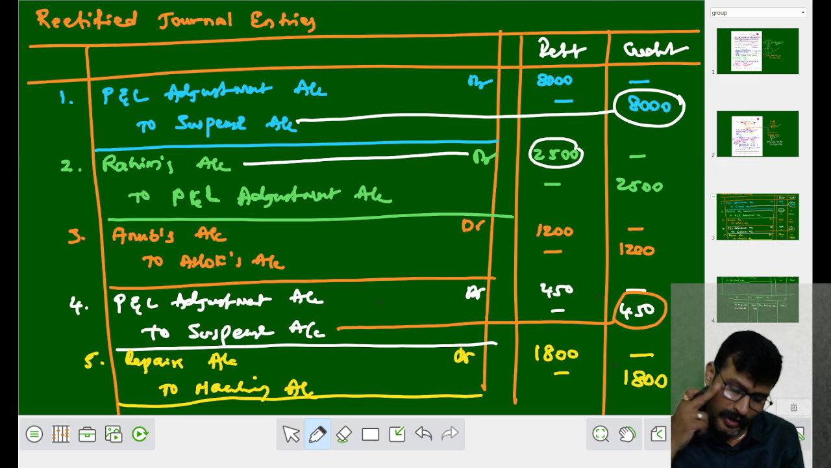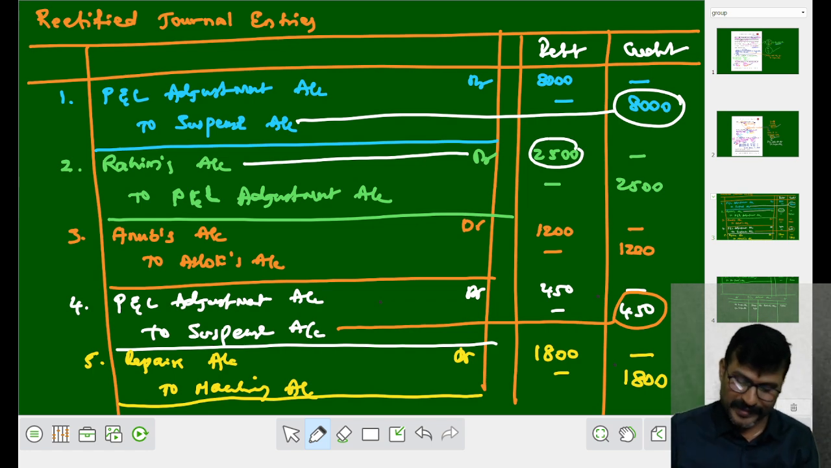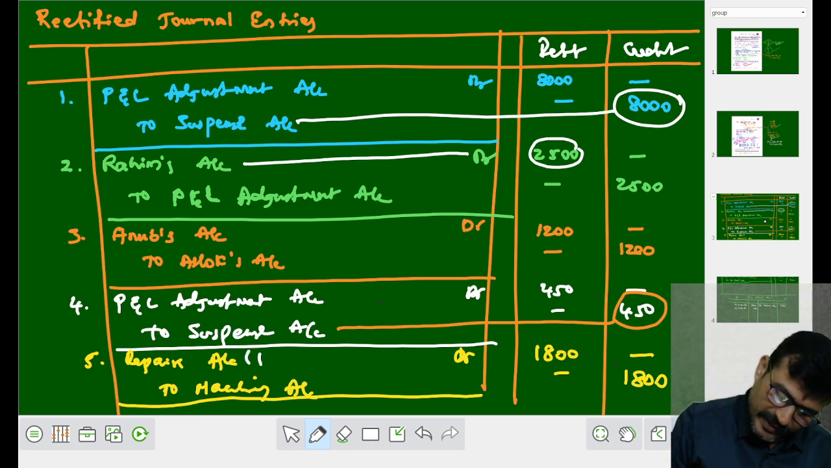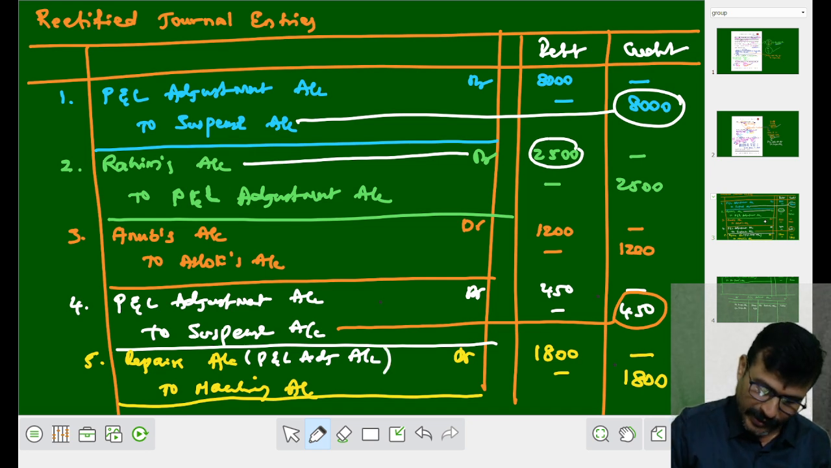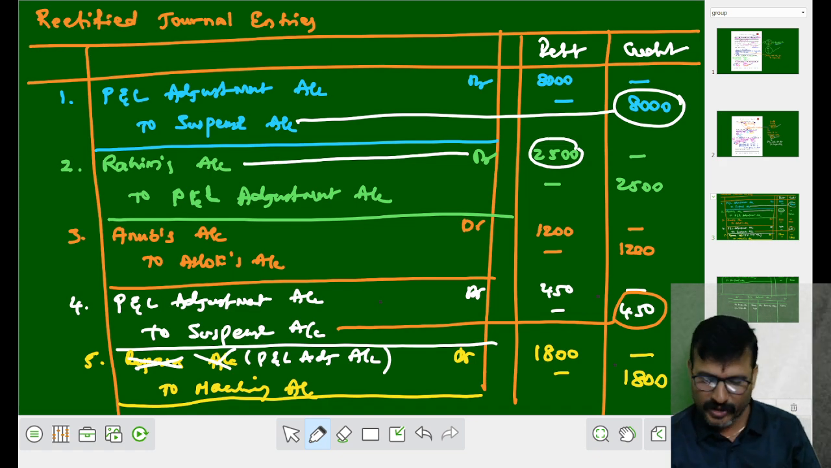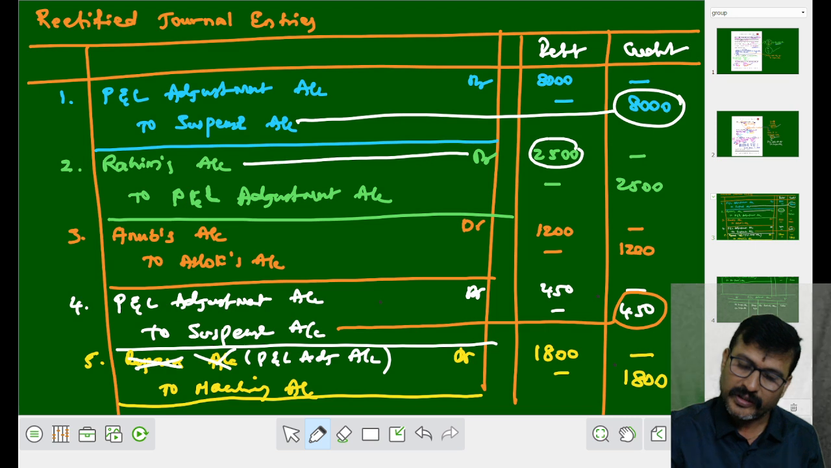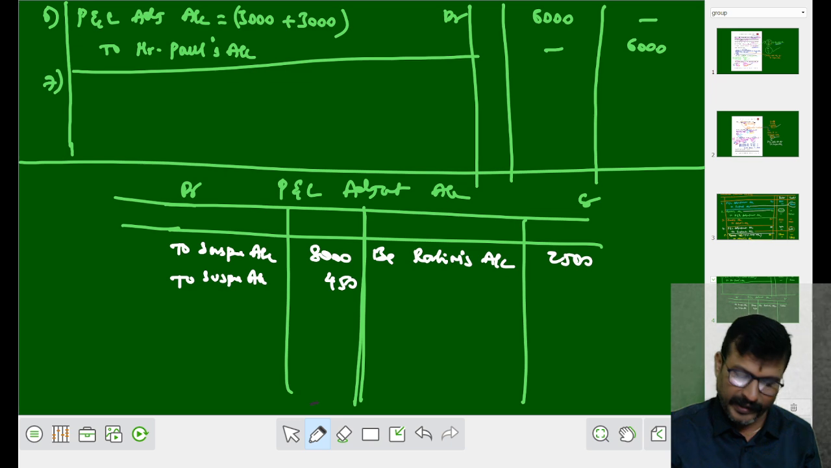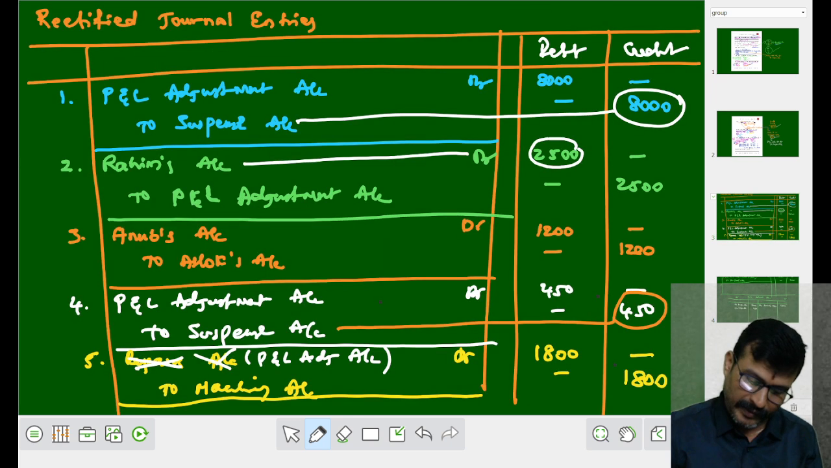Now let me move on to the last transaction. Repairs to machinery. Oh, repairs has come, right? So I have forgotten. See, repairs means what? In the place of repairs, we have to write P&L adjustment account. So now the repairs account will get cancelled. Sorry, I forgot while teaching. So here also I change in the fifth entry. In the place of repairs, I have to use P&L adjustment. I have mentioned, but there I didn't use it. So now your entry will be what?